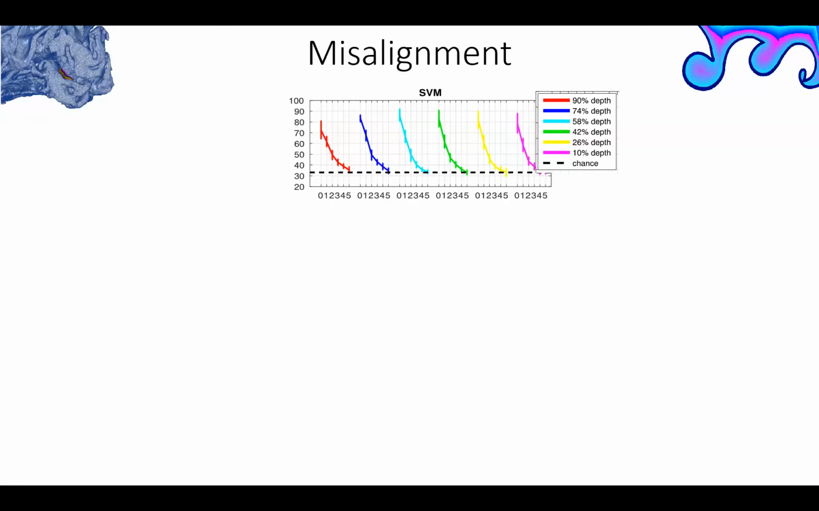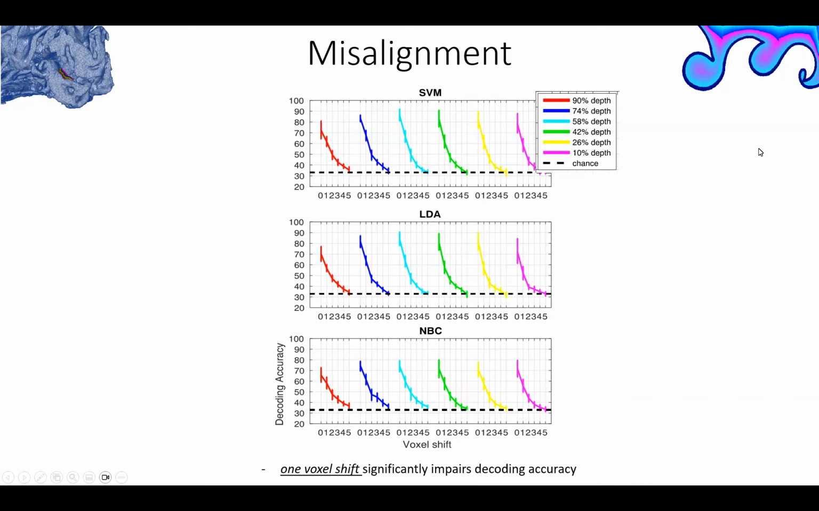So here's an example with the feed-forward data from the Kok et al. paper across the different layers, and you can see that we have inner to outer cortical depths, and then within each depth we can see the decoding accuracy for the original ROI, and then for the ROI shifted 1, 2, 3, 4, and 5 voxels. Oh, and we repeated this analysis with different types of decoding algorithms, in this case linear discriminant analysis and naive Bayesian classifier, and we achieved comparable results. What we observed is that as little as 1 voxel shift significantly impaired decoding accuracy.